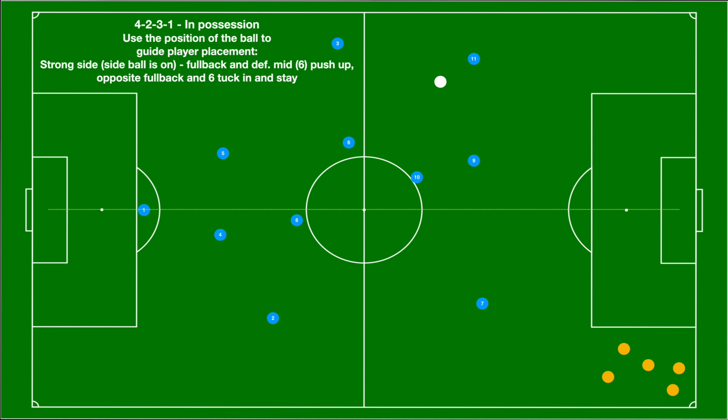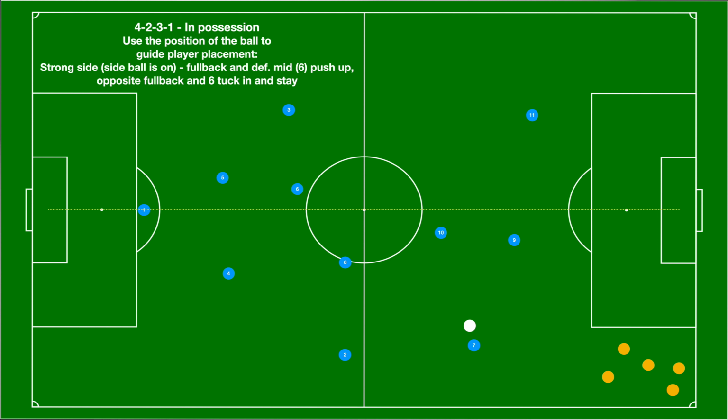In the middle, with the 2 defensive midfielders, one of the 6s on the strong side pushes up to again support the attack, while the other 6 on the weak side drops back to help shield the back 2 of the 4 and the 5.